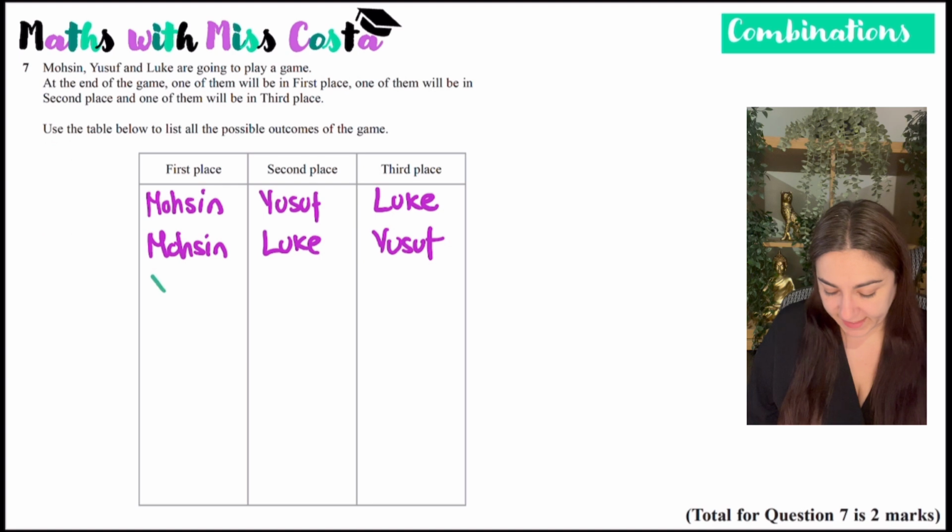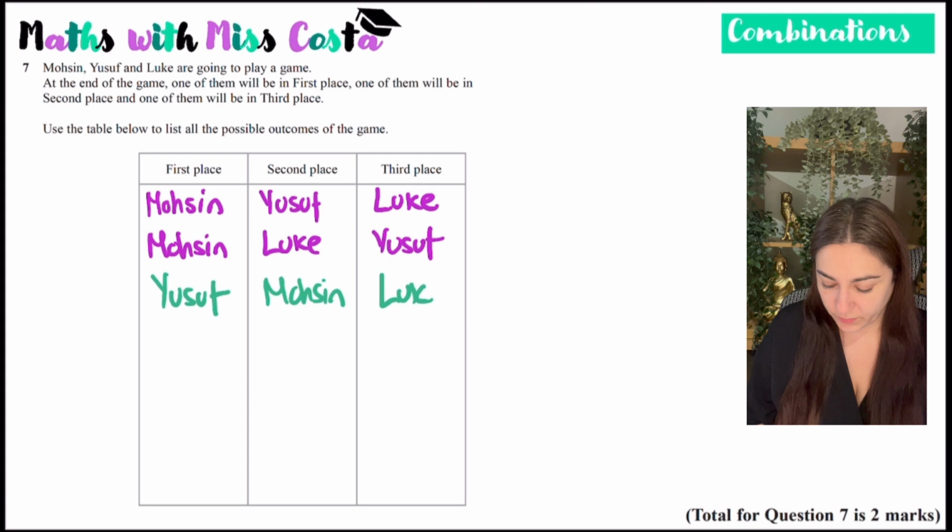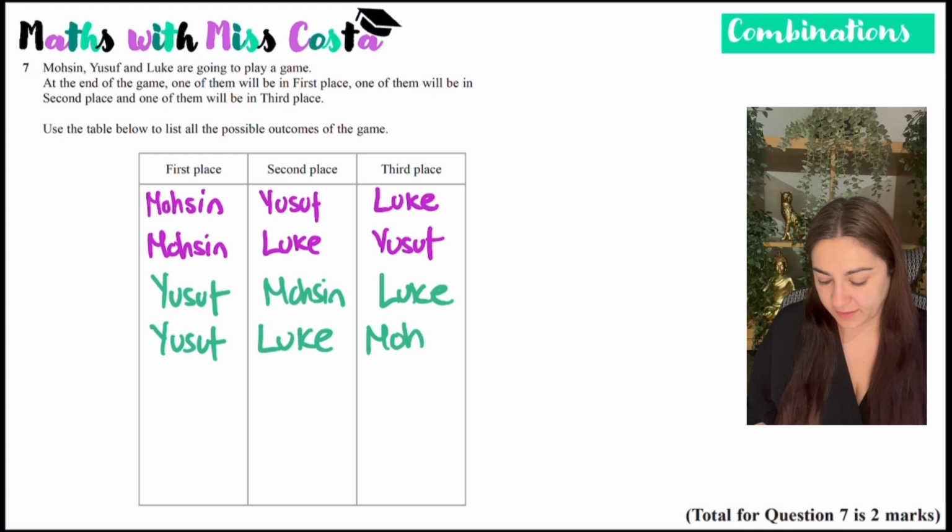Then I'm going to try the second person. So if Yusuf comes first, Mohsin could come second, and therefore Luke would come third. Or there's the option that Luke comes second and Mohsin comes third.